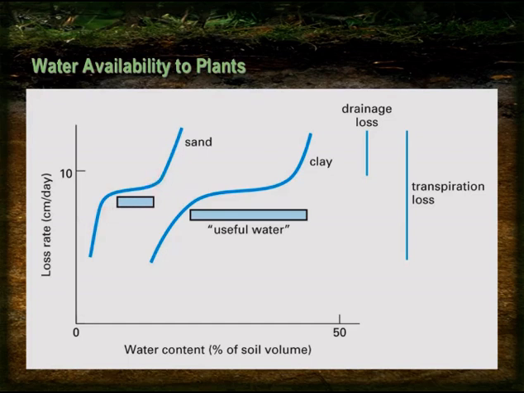But check out this clay soil. Same thing: as the water content increases, so does the loss rate. But you'll notice that the range of useful water is quite a bit wider than for the sandy soil. And so, again, this is just another way of showing that this area right here and right here are the areas of useful water. So it's basically the difference between the water content at field capacity and the water content at permanent wilting point. That's the available water content.